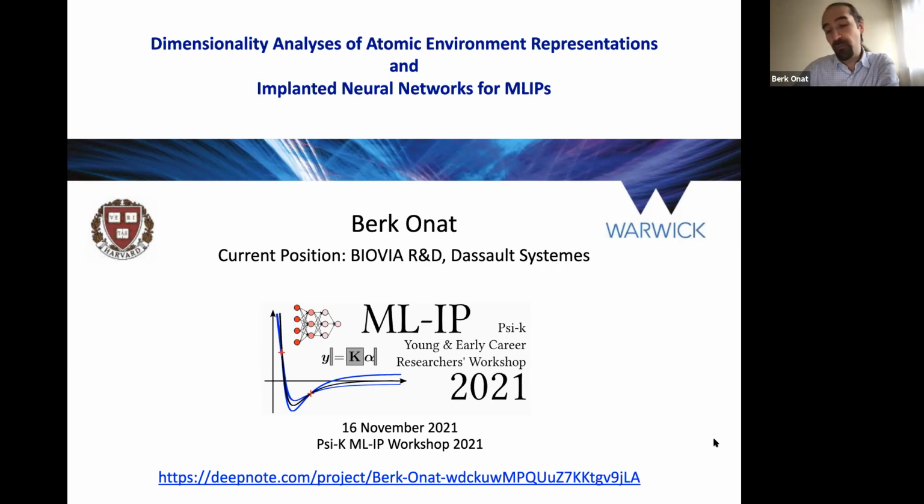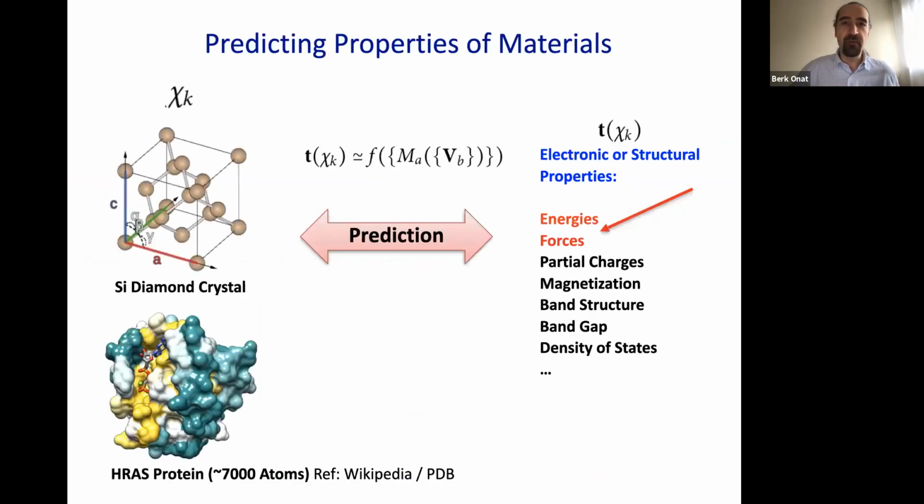So when we think about machine learning interatomic potentials, and yesterday you also listened to the other talks, we start with the prediction of the properties of materials, right? On the left-hand side here, you can see the structures, for example a crystal structure, or maybe more complicated structures like proteins, for example 7,000 atoms, really large systems. So the idea here is to predict the right-hand side. That's where it starts: either electronic properties or structural properties, like energies, forces, charges, band structure, band gaps, or band of states.